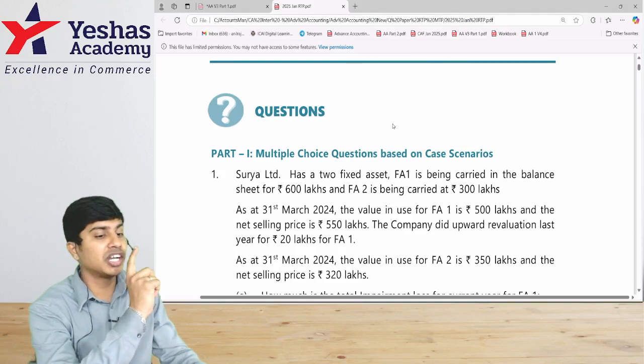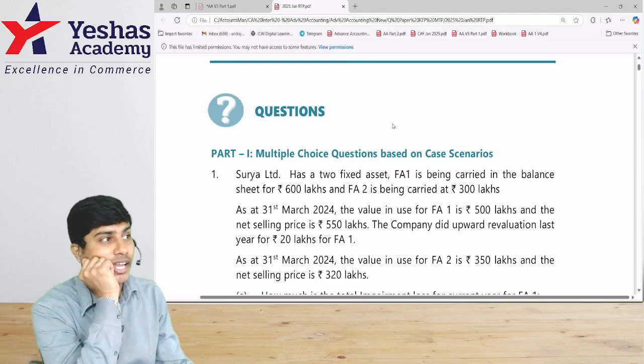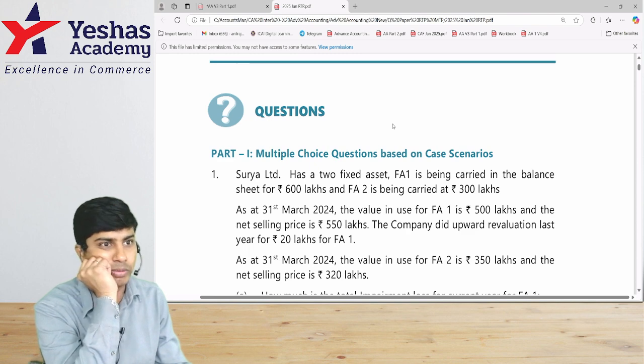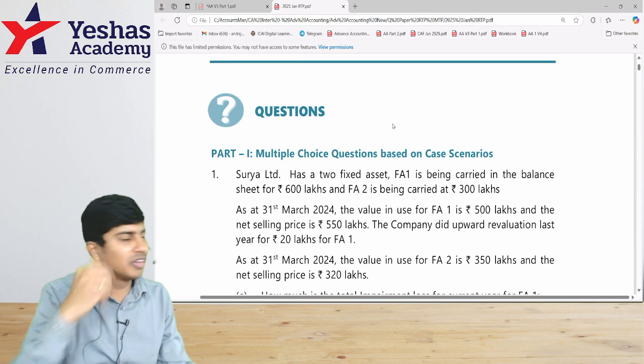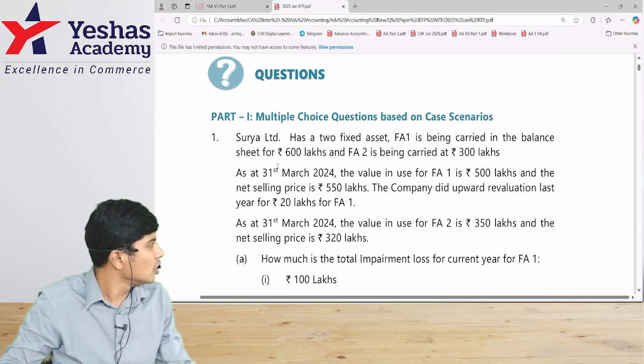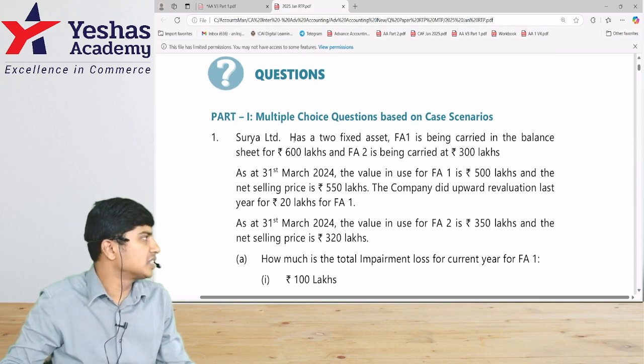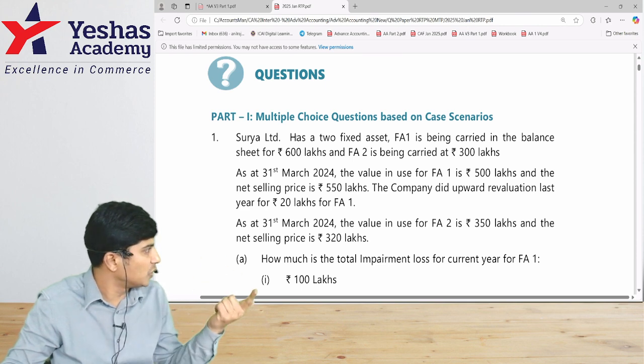Let's now solve question number 1, which is a case-based scenario question from our Jan 2025 RTP. Interesting one and not a very difficult one.